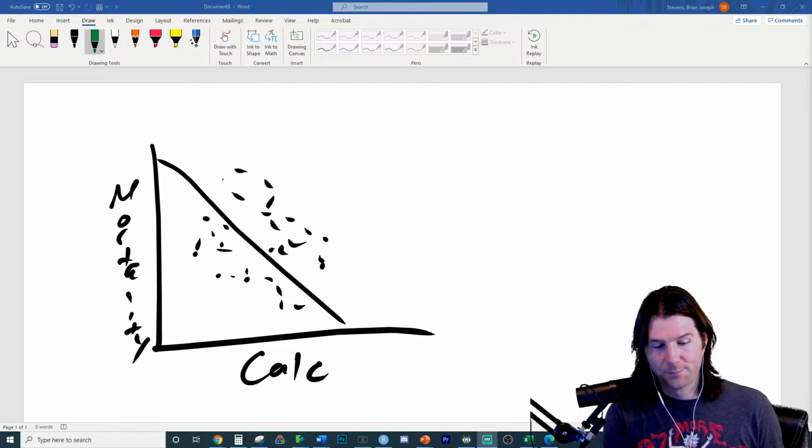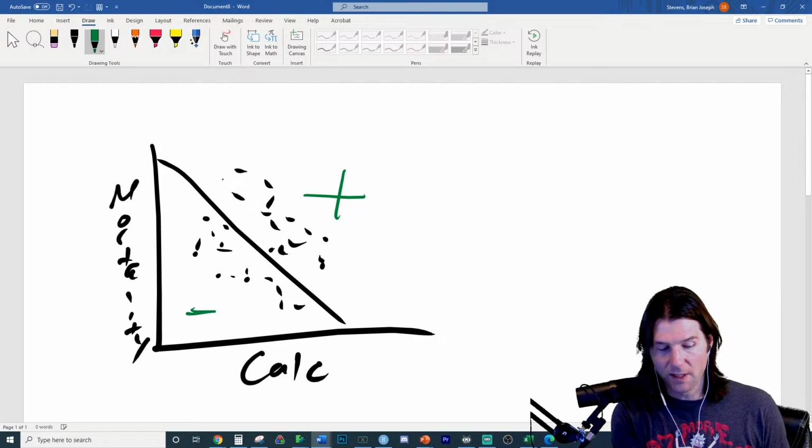Above the line, exactly. This is the positive residual zone. This is the negative residual zone. And everything on the line would have a residual of 0.